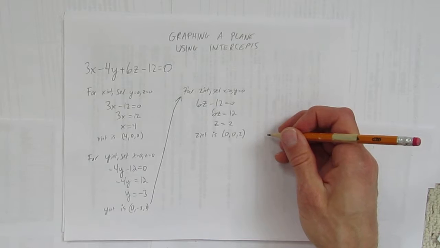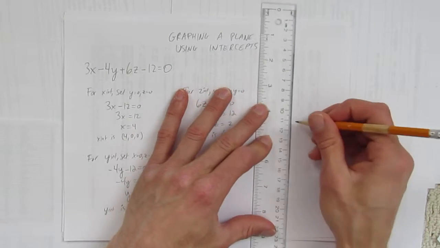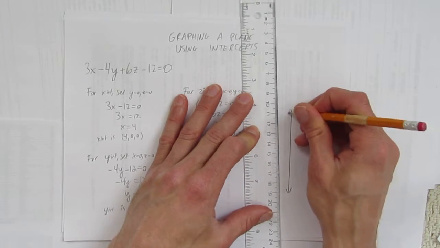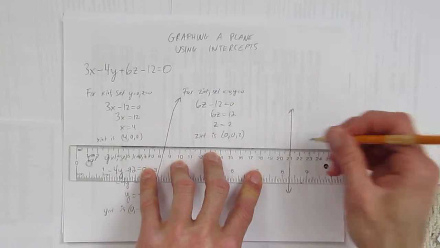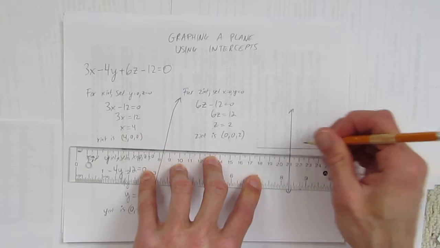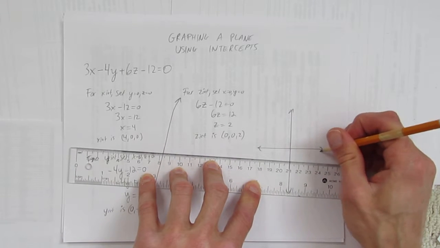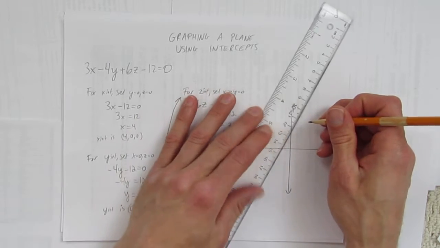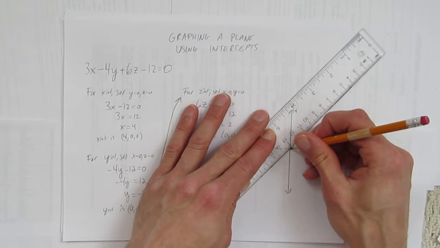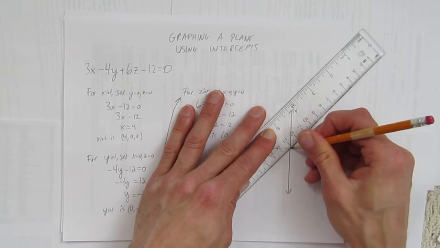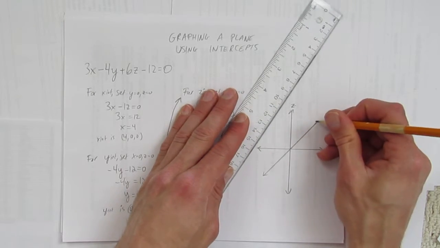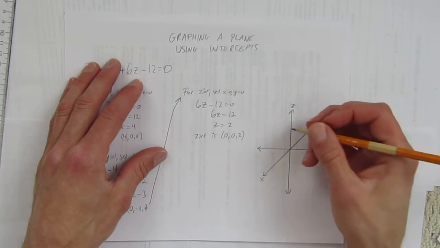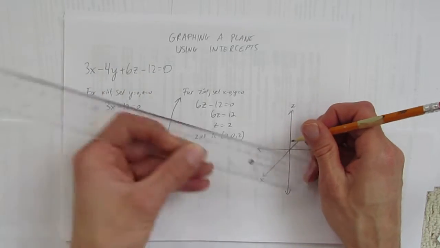Okay, time to graph. Get out my trusty ruler. Usually when we're graphing on a two-dimensional surface, like a piece of paper, something that is a three-dimensional shape, like a plane, we'll make this axis the y-axis, this one the z-axis, and on a diagonal, think of this x-axis as coming out of the page at you, which of course is hard to do visually, but that's going to be our representation. And now we'll need to label the scale.